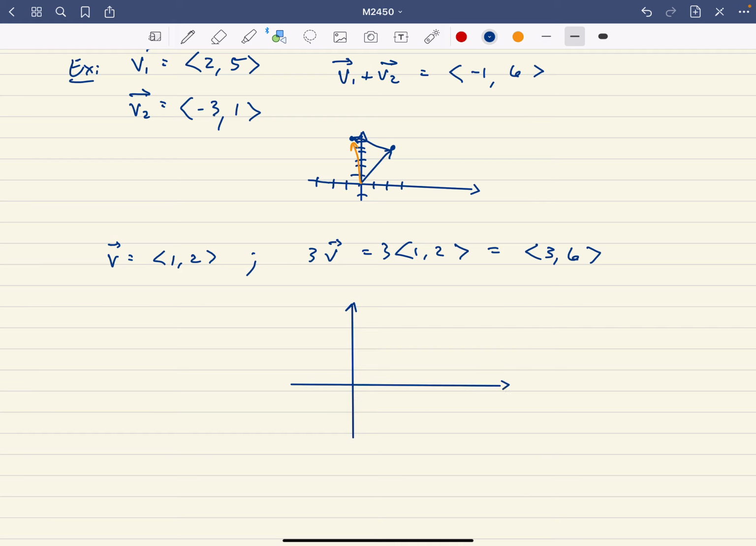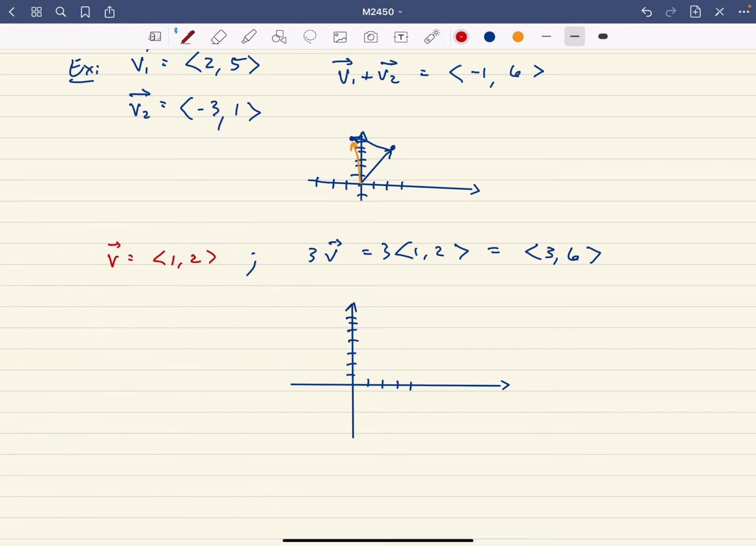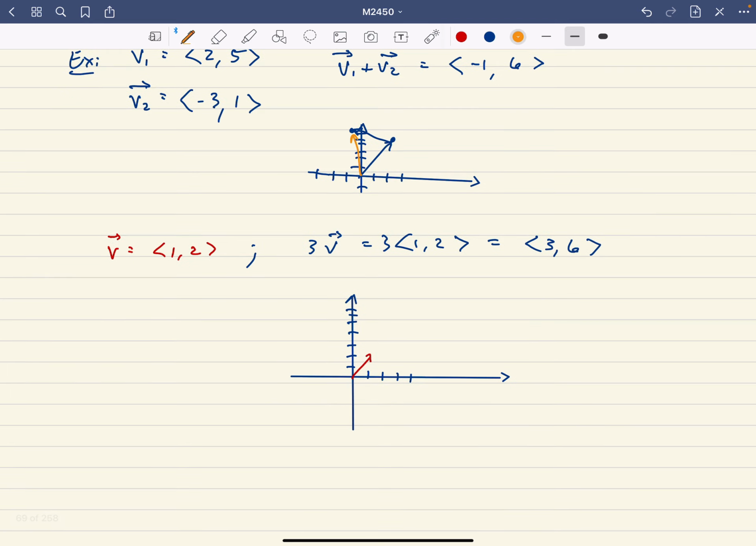Okay, so v itself, let's make v red, just to help us distinguish here with the colors. So the vector v says we're going to go 1 in the positive x direction and 2 in the y direction. So that's there. So 1, 2. And if we were to scale that, if we were to do that 3 times, in other words, what you would end up with is the vector v, which is going to point in the same direction. It's just going to be 3 times as long. Okay, so that's the vector v versus 3v.